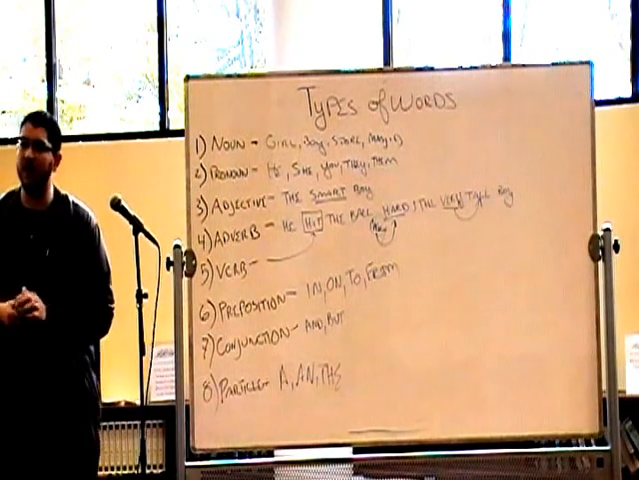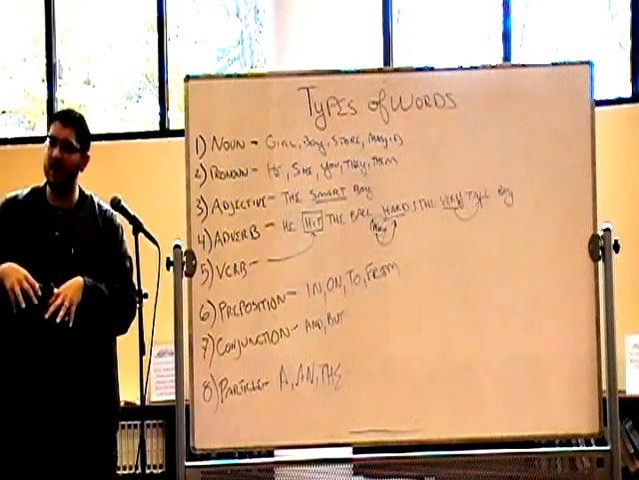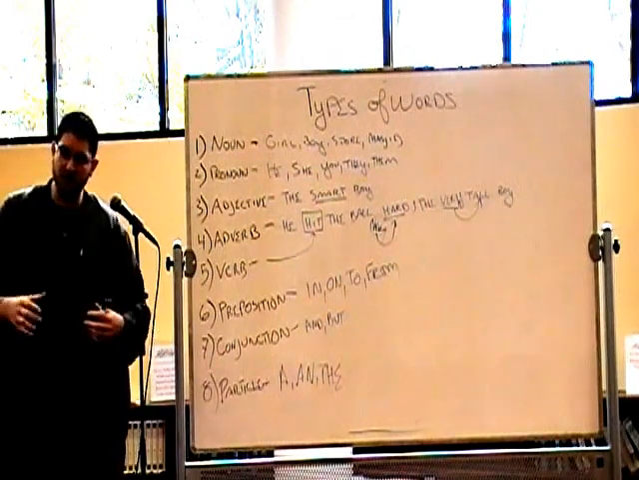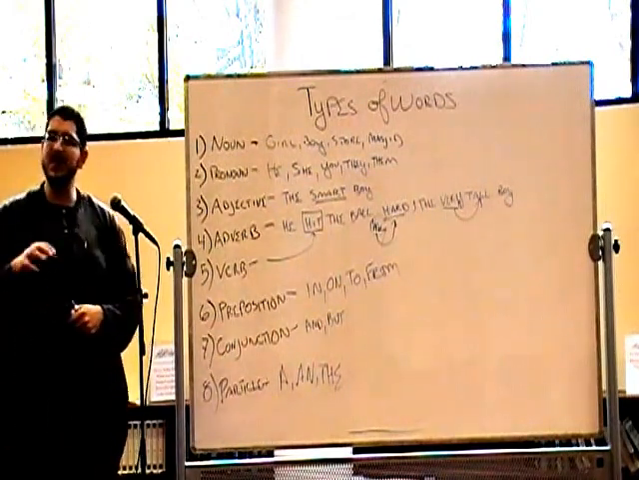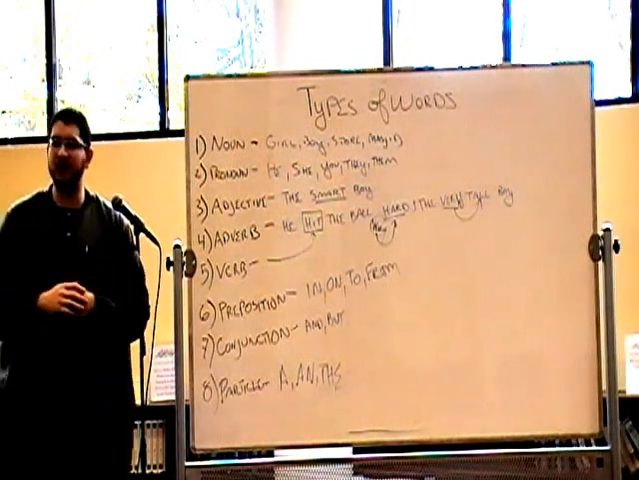Sixth is preposition. Preposition is to describe, usually, like we went to the store. We are in the masjid. I'm on the chair. I'm sitting on the chair. These words, on, in, from, to, these words are known as prepositions.